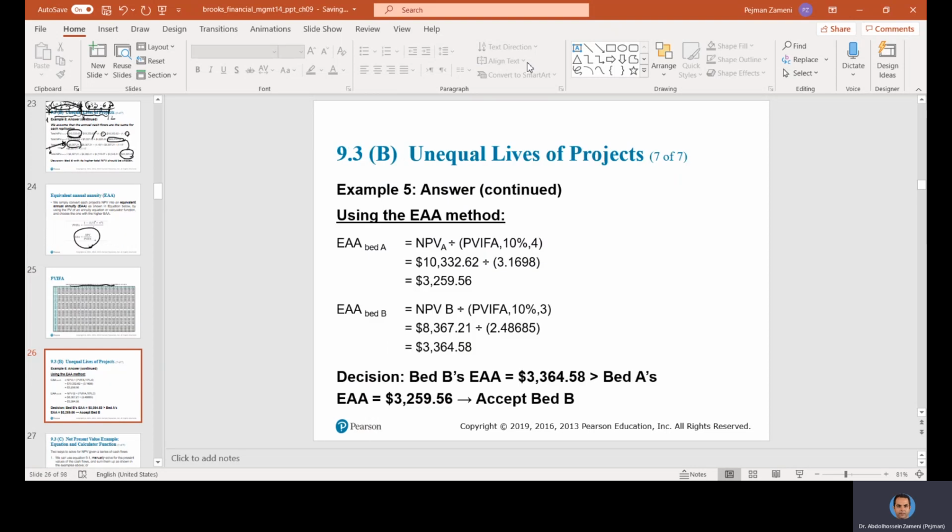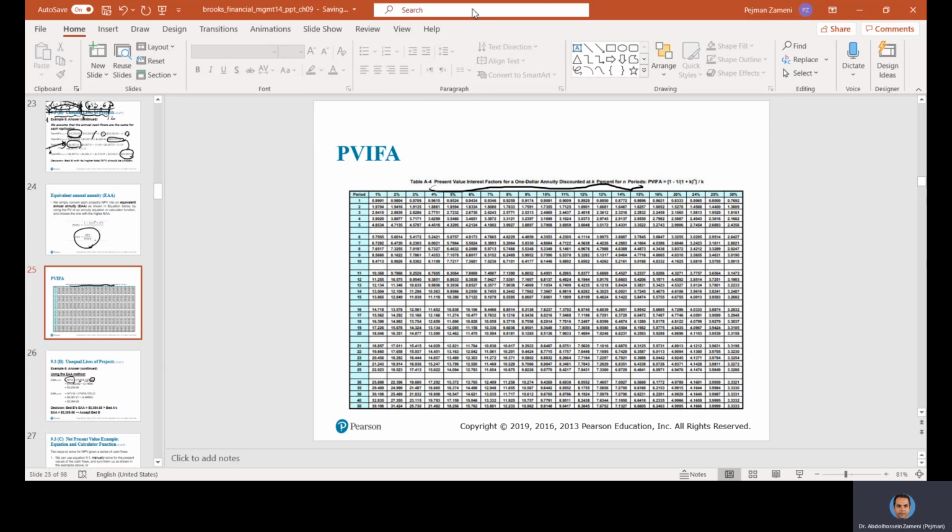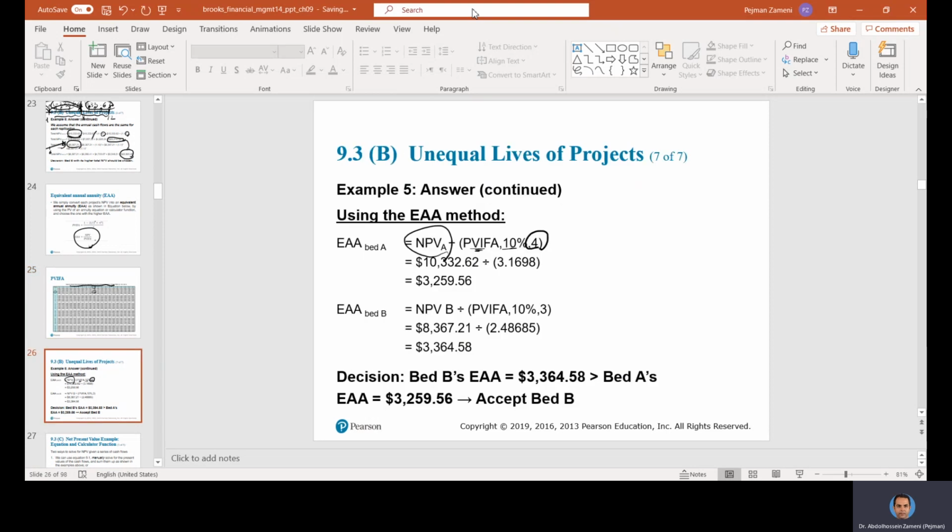Then for project A, we already have the NPV, and we're supposed to find this one. It's already given to us, and the life of this project was 4 years. Then we refer to this table, and we find the 10%, and for this year, the intersection here is 3.1699. That is the number.